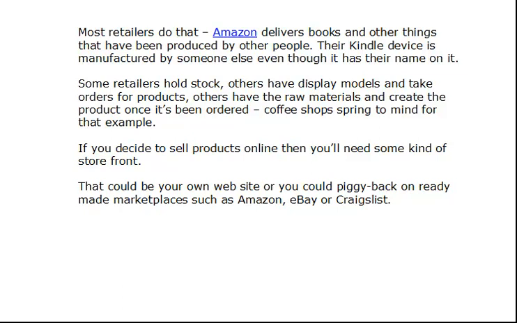And if you decide to sell products online, then you'll need some kind of storefront, and again, that could be your own website, or you could piggyback on ready-made marketplaces such as Amazon, eBay, Craigslist, Facebook, and so on.